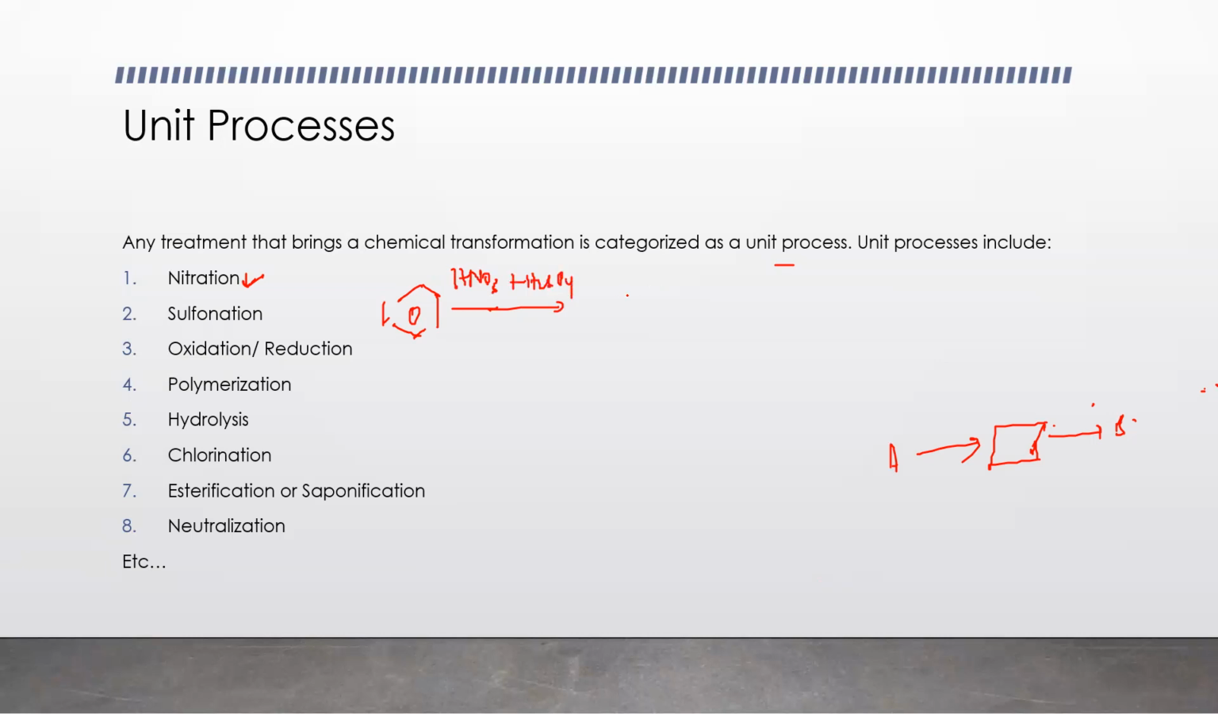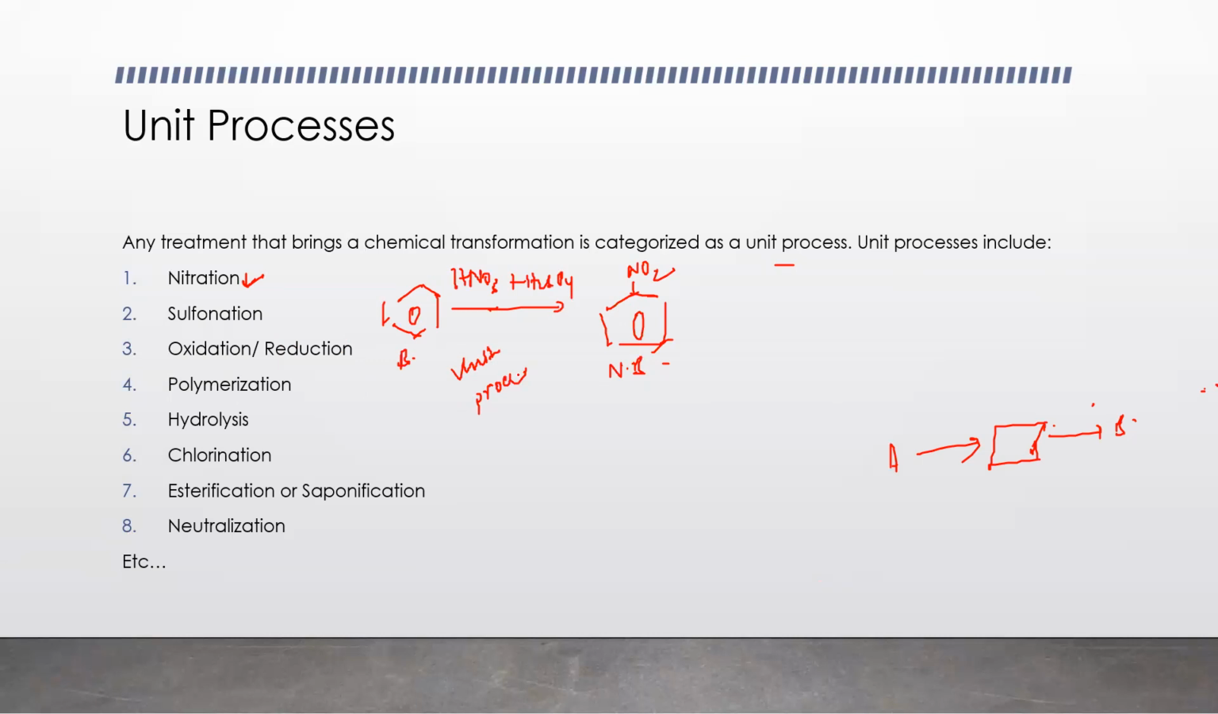Right. So if we do that, then we have sent in benzene. We have got out nitrobenzene. Right. So this is a completely different product. All right. That is why this is a unit process.